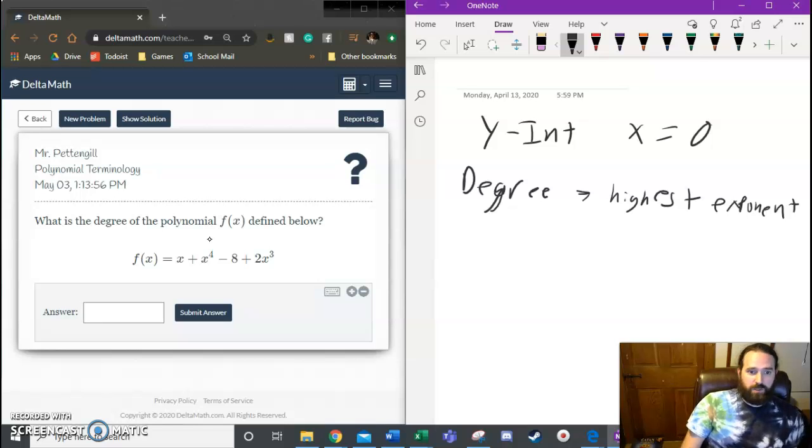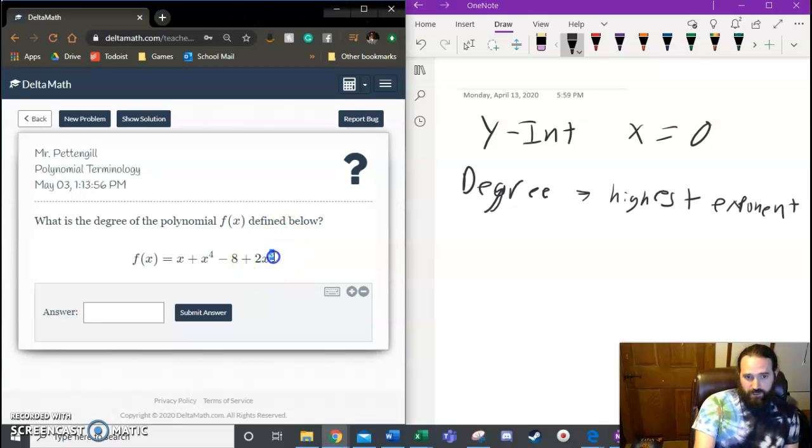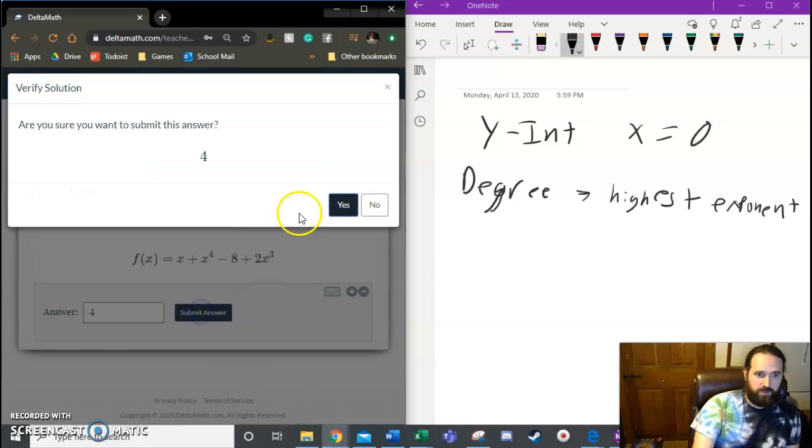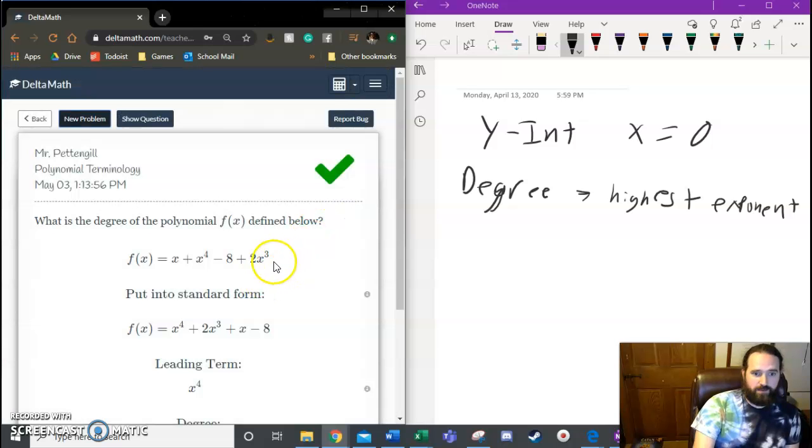So the highest exponent here, I'm going to look over at the equation. I see x plus x to the fourth. Oh wait, 4, that's now my highest exponent. I'm paying attention to that. Minus 8, no exponent on an x, plus 2x to the third. I ignore the 2, I only care about the 3 here. So the 4 is my degree. Boom, 4, submit answer. Yes, I want that to be my answer.